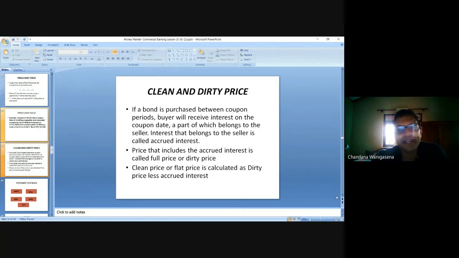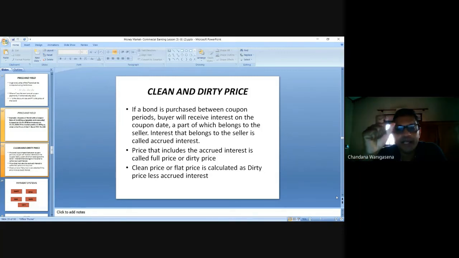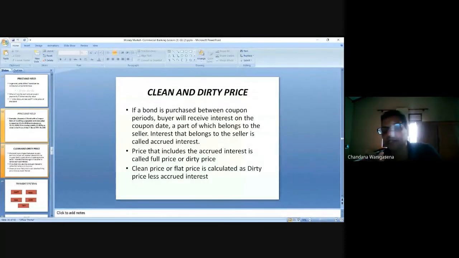If that price includes the interest, we call it a dirty price. But if you take that accrued interest out, the 4 days' interest we have taken out, then we call it the clean price, right? So in fact, in the sum we have calculated the clean price. That's the difference between the clean price and the dirty price.